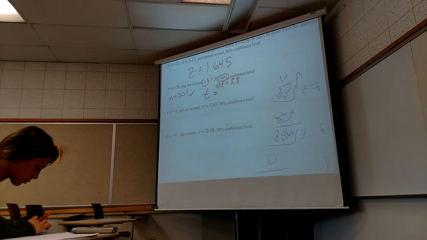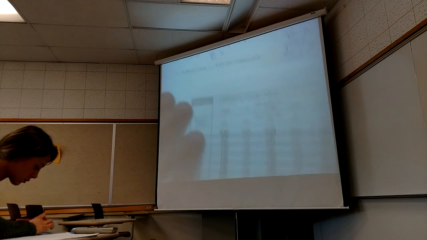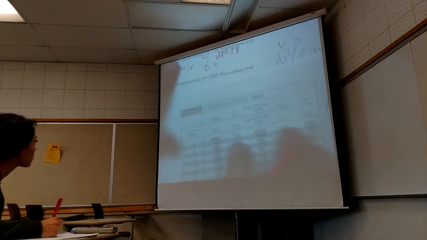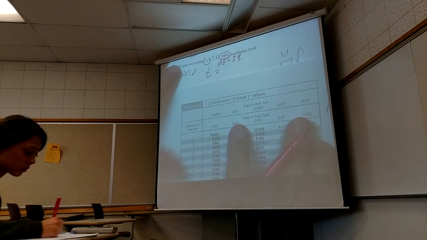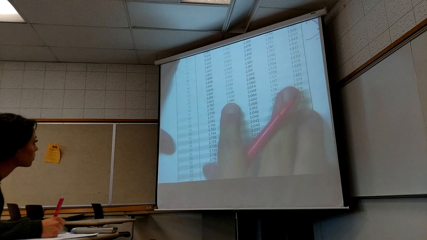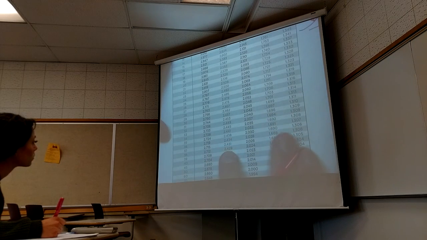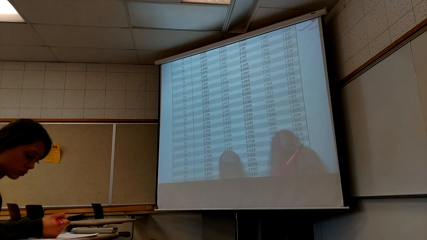So which column am I looking at? 0.01. Second one, I like it. And then I want to stop at 38. 2.429.